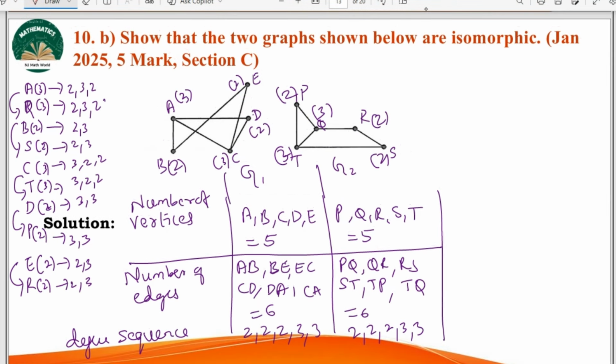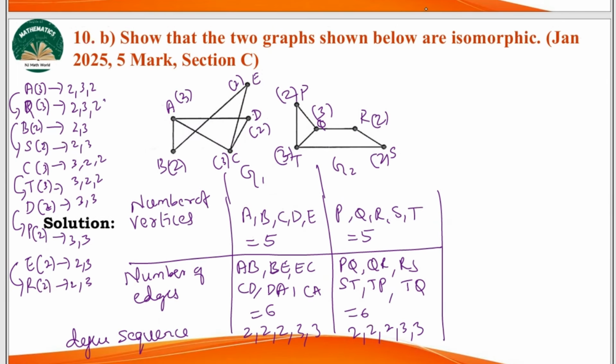Now what we should find is whether the edge connectivity is retained in both the graphs. So let me check. If I take vertex A, which vertex in graph 2 will it be equal to? Vertex A has degree 3, and it is connected with adjacent vertices which have degrees 2, 2 and 3. We have to check which vertex in graph 2 has adjacent vertices with the same degrees. If you see here, for Q we have 2 and 2, and here it is 3. So Q is the vertex which is equal to A here.